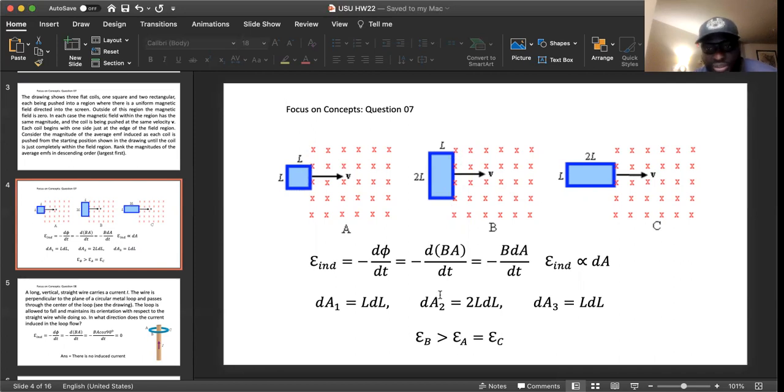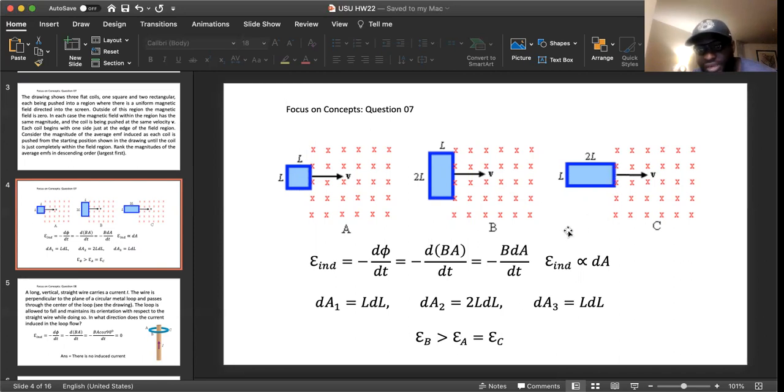Let's go to the second one, you understand. For the second one, dA changes, and 2L is constant, so there is no d in front of 2L. But L is the one that's changing as we are going in. So it's 2L dL. Then for the third one, L is constant right here.